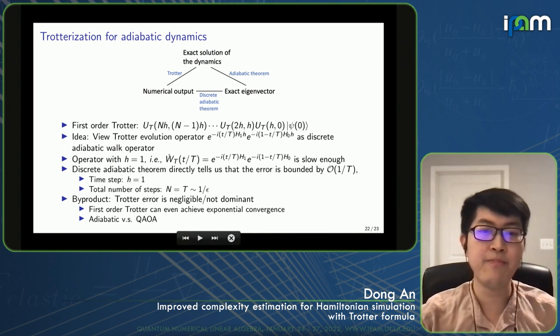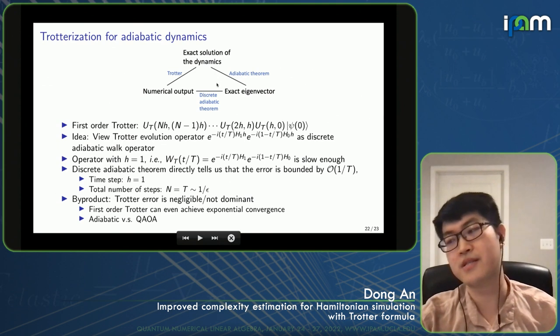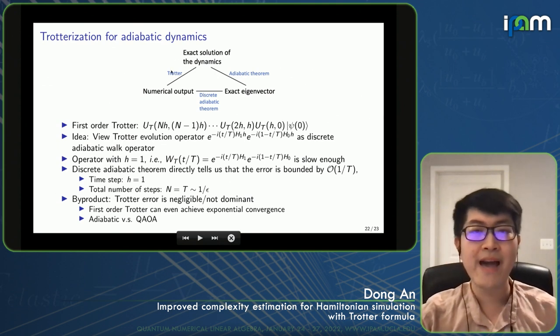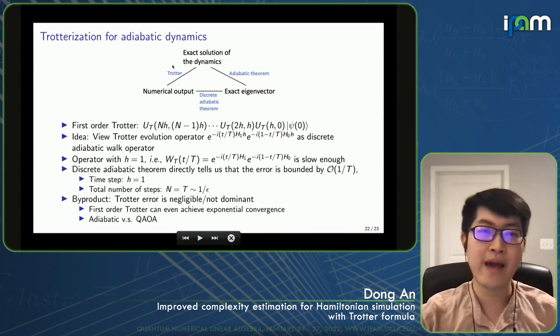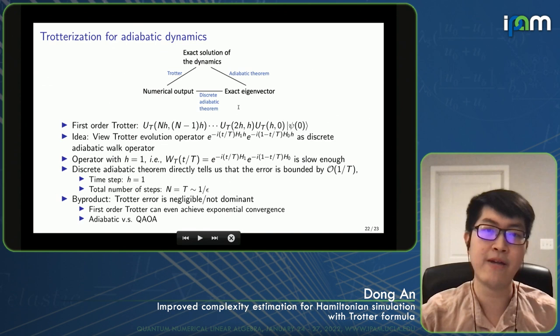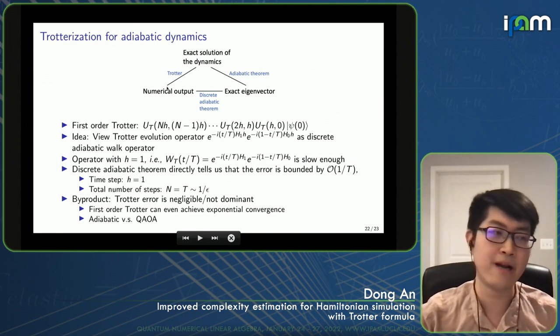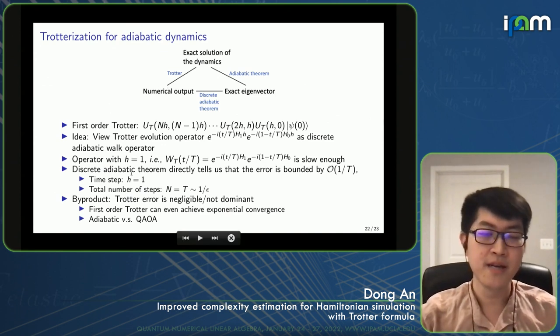And here comes a byproduct: the Trotter error in the adiabatic dynamics is indeed not dominant. This is because if we go back to this triangle, we have the Trotter error, and the Trotter error can be bounded by the summation of the other two edges, the continuous and discrete adiabatic errors. And we know that both of them are of the same order. So the Trotter error, even with time step size 1, will not be dominant.